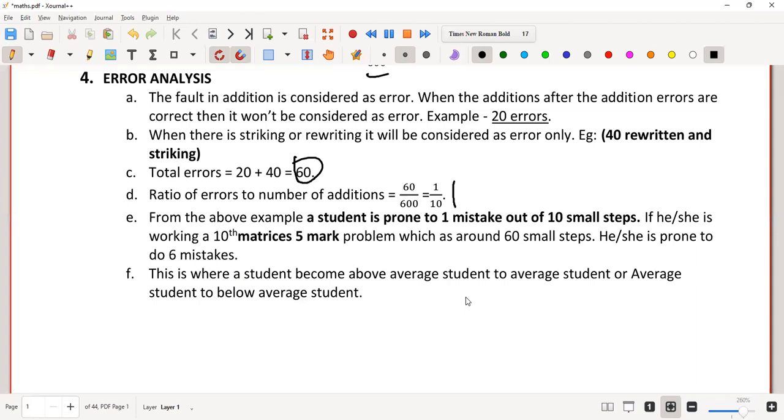So when you understand, automatically you will be getting the result. Where you're going wrong, what kind of mistakes you're making.